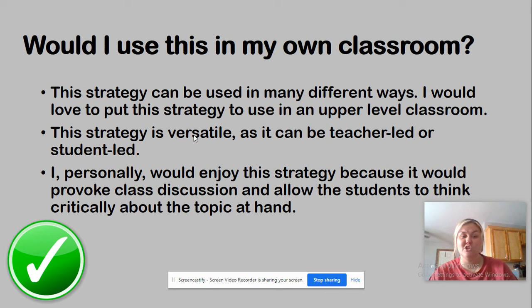I would enjoy this strategy because I like class discussion and I like to hear what the students are thinking, and I like to have them have that opportunity to share their thoughts. And it also allows them to think a lot deeper and to think critically about whatever topic you choose to use this strategy for.